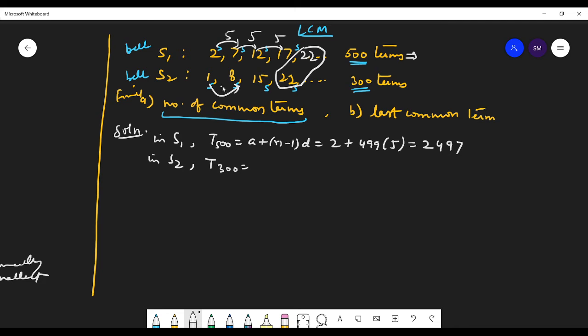So in S2, what is T300, the last term? See, what is the common difference here? 7. What is the first term? 1. 1 plus 299, which is n minus 1, into D which is 7. So what do you get, students? See, 299 into 7, that is 300 into 7, 2100, minus 7, plus 1. So minus 6, and that is 2094. Okay?